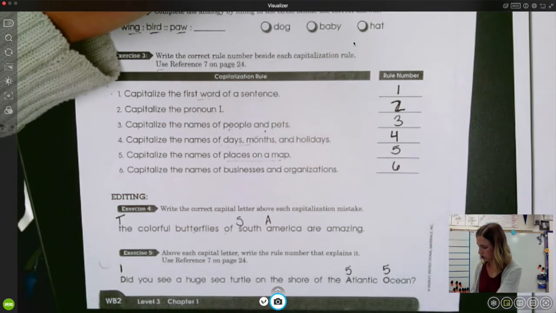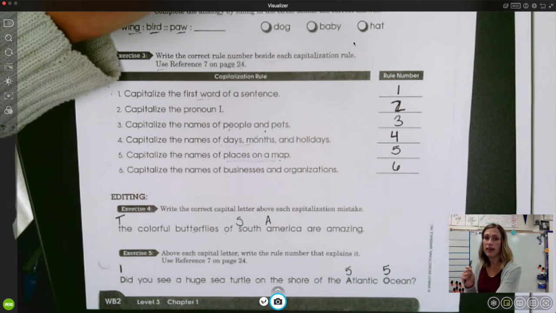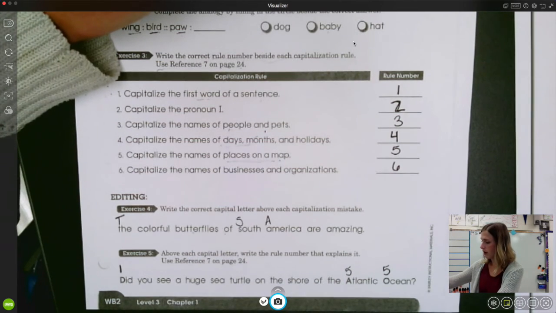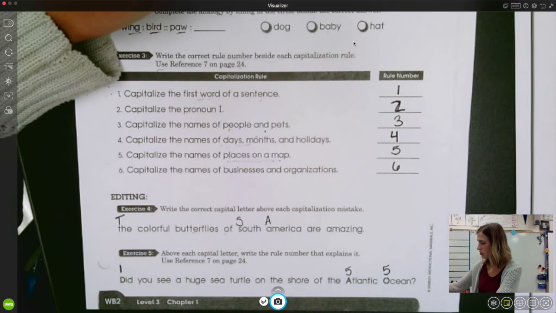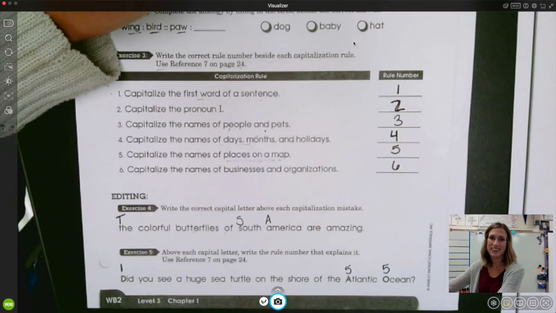Atlantic Ocean. Excellent. When you're done with that, you are done with grammar for the day. So go ahead and make sure that makes it back into your Wednesday folder. Check it off on your weekly checklist, and good luck on the rest of your work today.